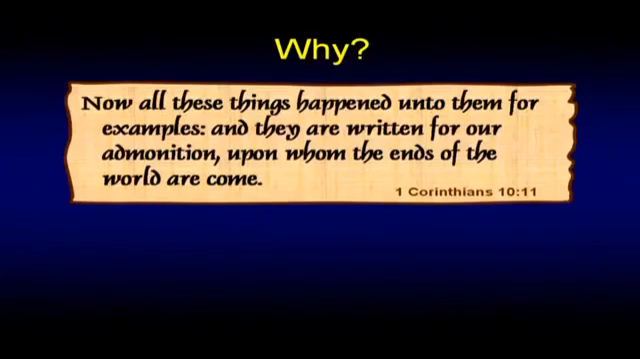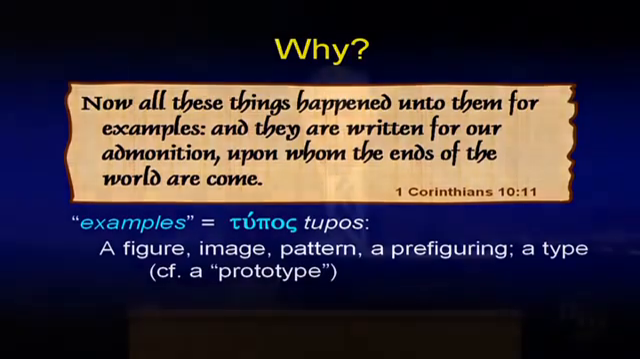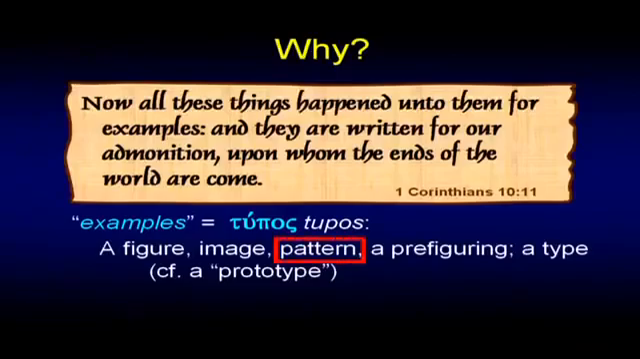Well, Paul tells us in 1 Corinthians 10:11, all these things happened unto them for examples, and they were written for our admonition, upon whom the ends of the world are come. Now, the word here for examples in the Greek is tupos, or typos. What is a type? It's a figure, an image, a pattern, something prefiguring, a sort of symbolic anticipation, if you will. We use the term prototype. It's a very similar kind of concept. Okay, that's a pattern, in other words.